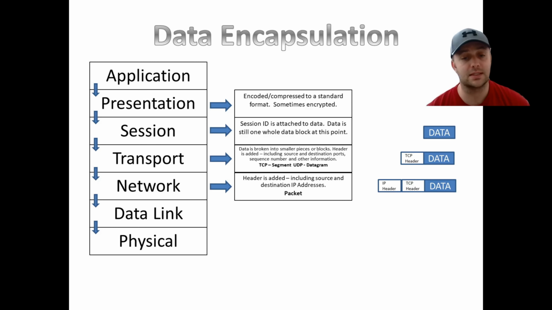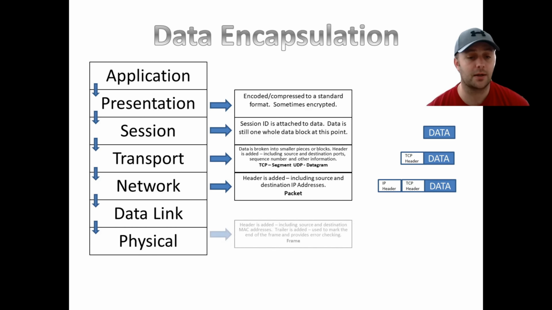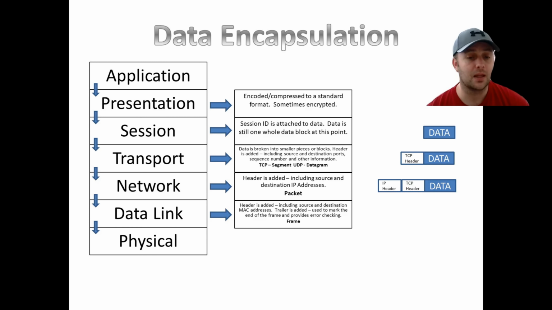So layer 4 was a segment, layer 3 is a packet. Now we're going to move down to the data link layer. And again, another header is added at this point. At layer 2, we're talking about MAC address, data link. This is where another header comes on, and again, think layer 2. So it's going to be the source and destination MAC address.